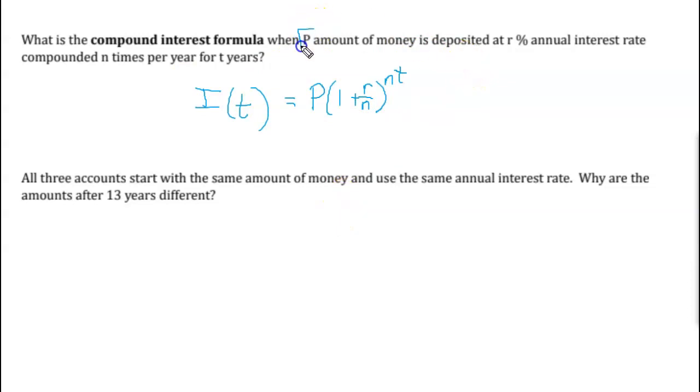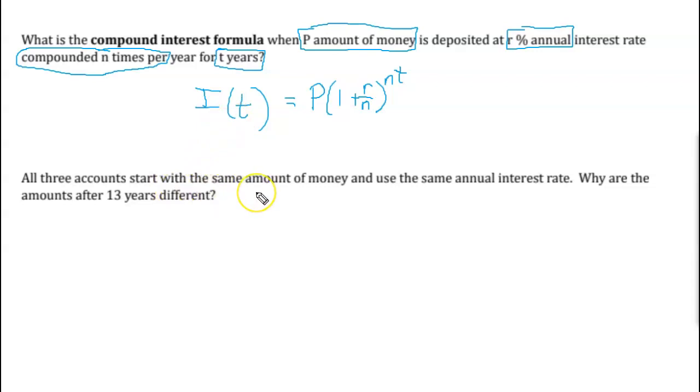So don't forget, P is the amount of money that you put into it. It's your initial amount. R is your annual percentage rate. N is the number of times a year it's compounded. And then T is still in years.